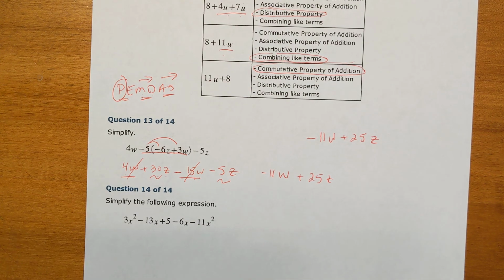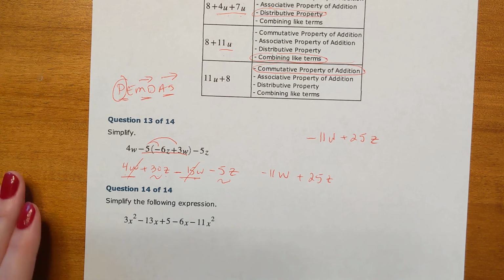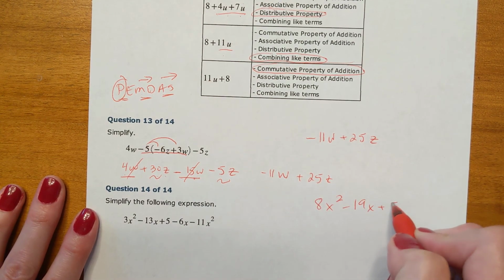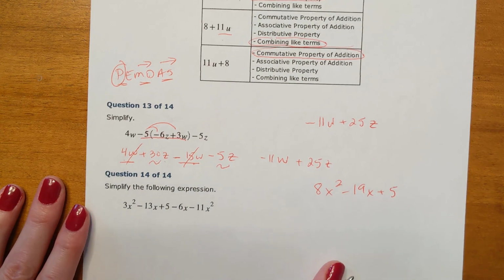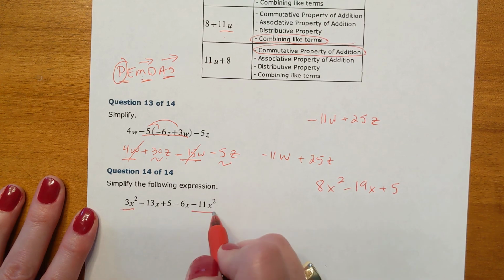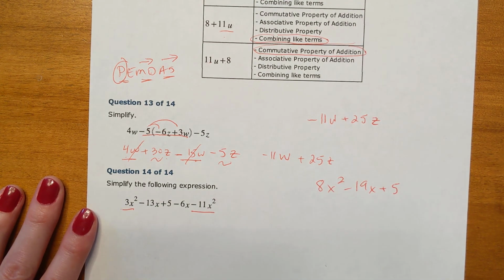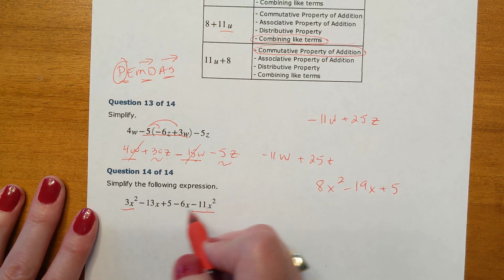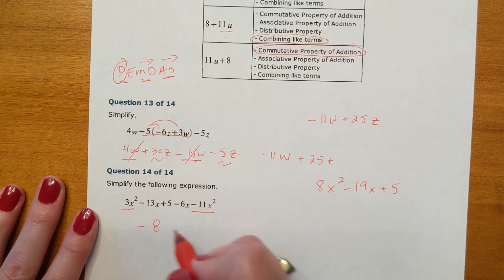Okay, the last one. Simplify the following expression. 13x squared minus 13x plus 5 minus 6x minus 11x squared. Okay, 14, the answer is 8x squared minus 19x plus 5. So there's no parentheses here, so all we have to do is addition and subtraction on them. So combine the like terms. X squareds are like terms because they're the same letter, the same power. So 13 and negative 11, different signs subtract. 11 minus 13 is 2.